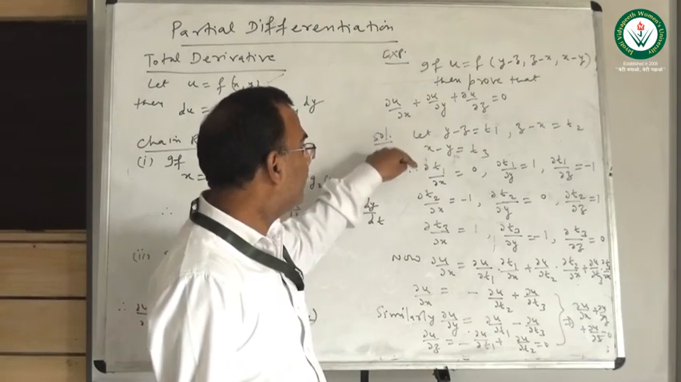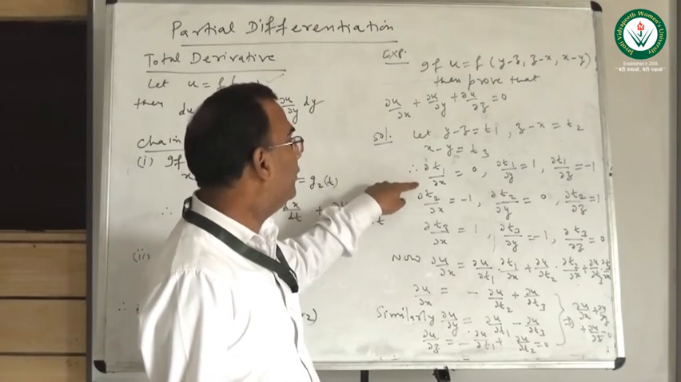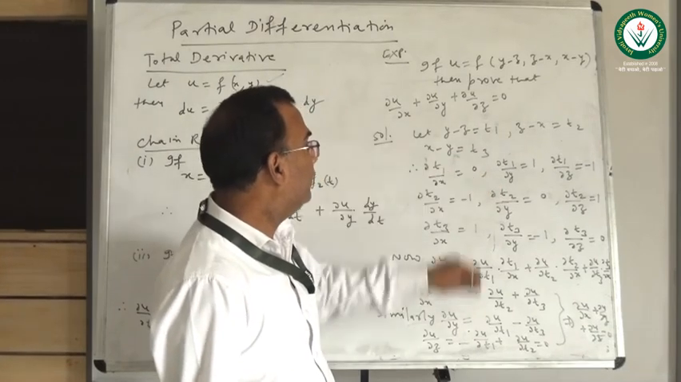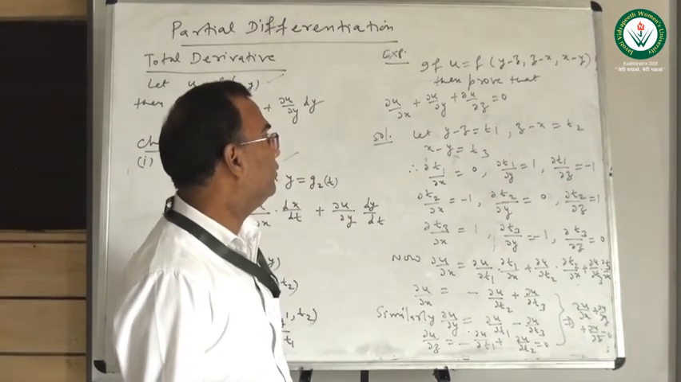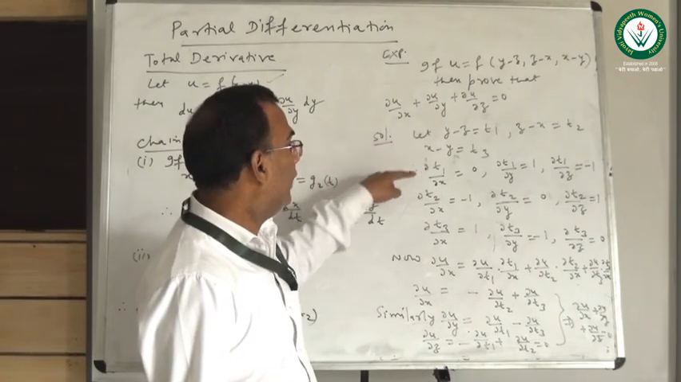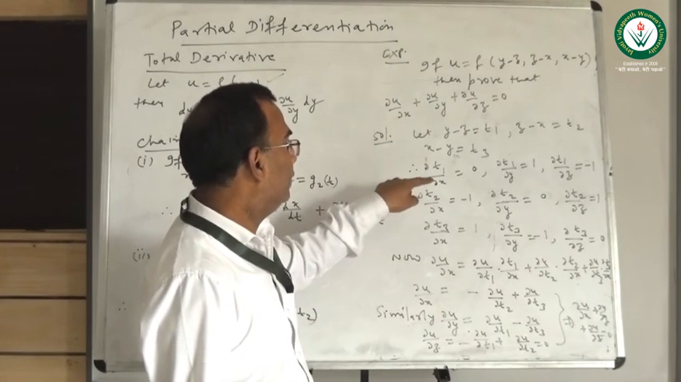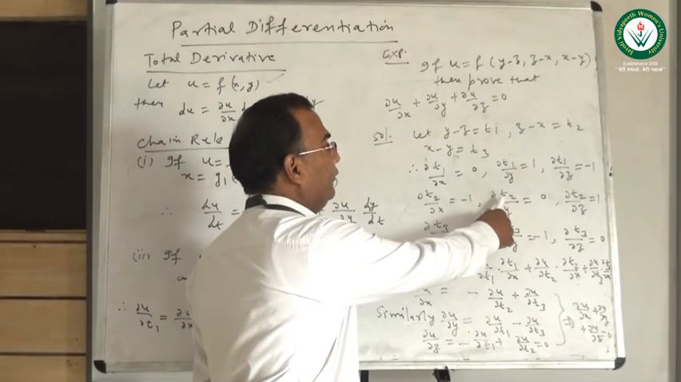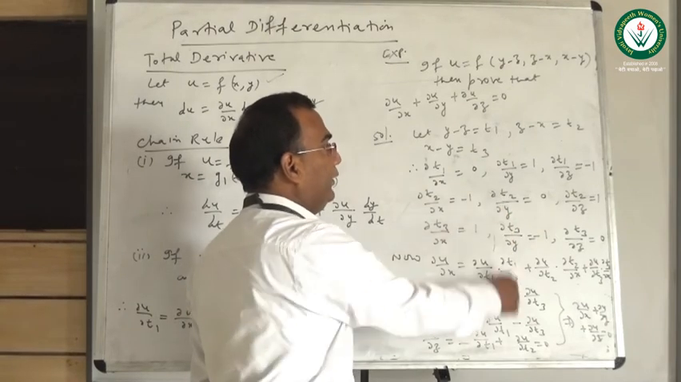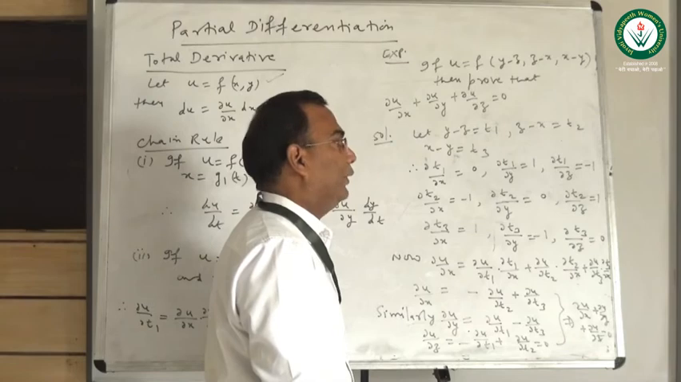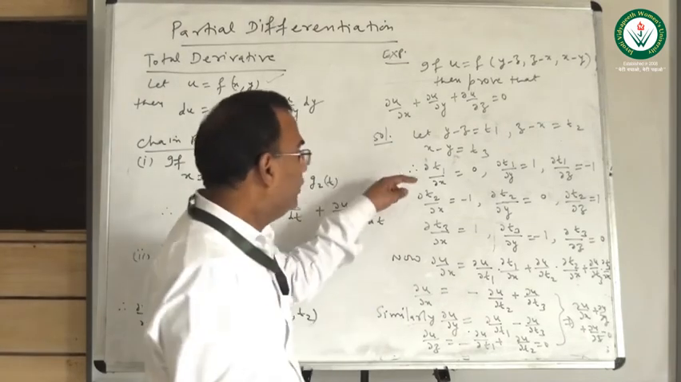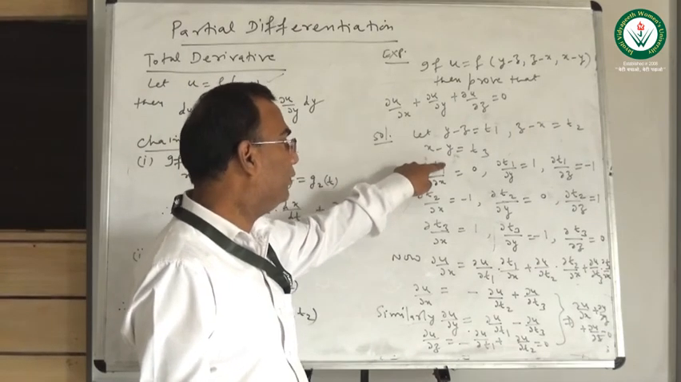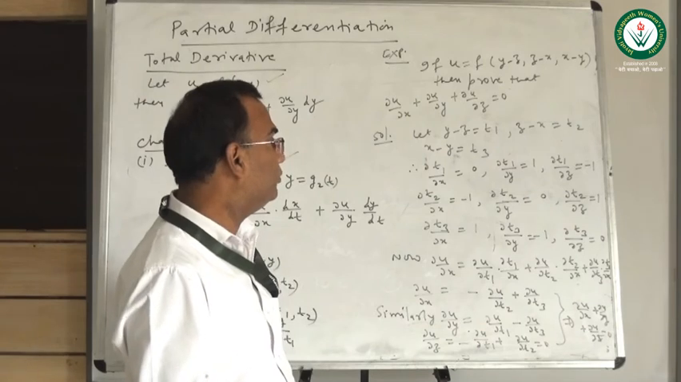So ∂t1/∂x we can see is 0, ∂t1/∂y is equal to 1, and ∂t1/∂z is equal to −1. Then ∂t2/∂x is equal to −1. In the same way ∂t2/∂y is equal to 0 and ∂t2/∂z is equal to 1. In the same way ∂t3/∂x is 1, ∂t3/∂y is equal to −1 and ∂t3/∂z is equal to 0.